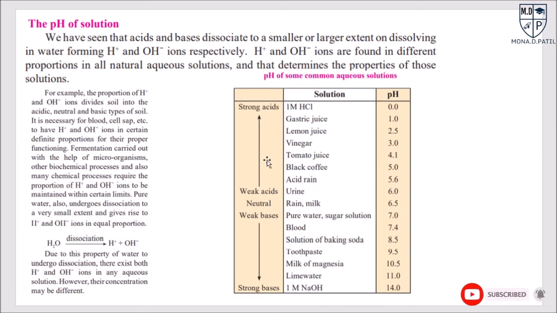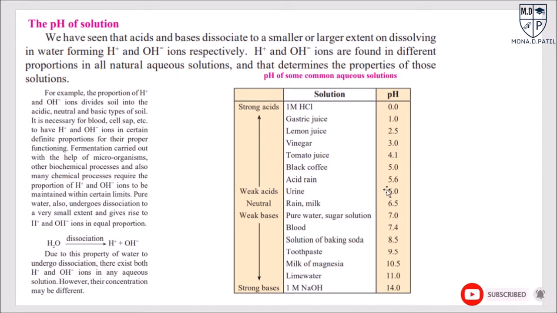Now you can look at the table here, pH of some common aqueous solutions. Here a list of solutions is given, and you can see the middle number, 7.0. This indicates neutral. Which substances or solutions are neutral? Pure water, sugar solution. Then below the number 7, like here 6.5, 6, these are smaller numbers than 7.